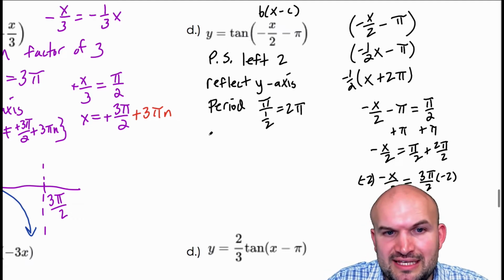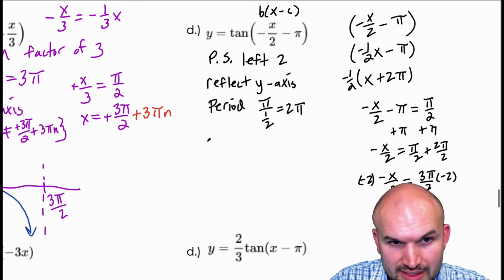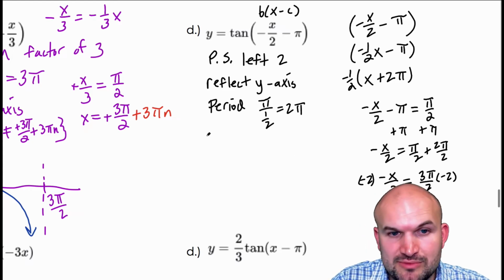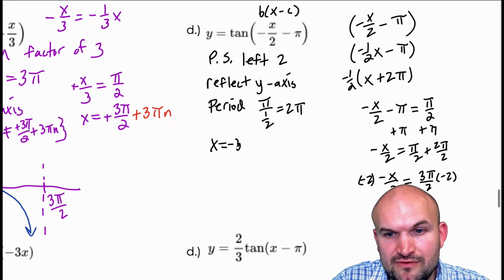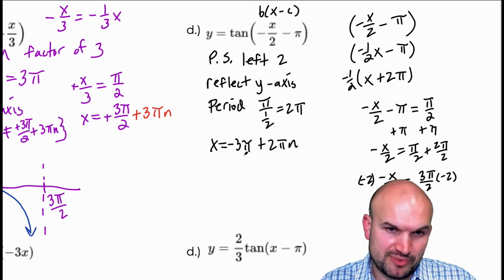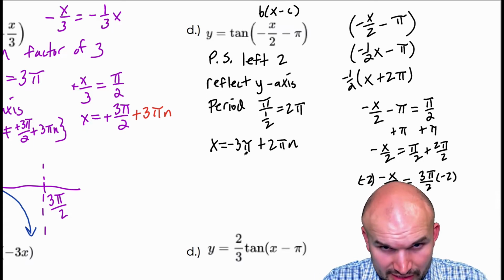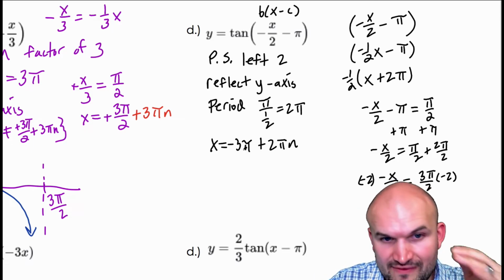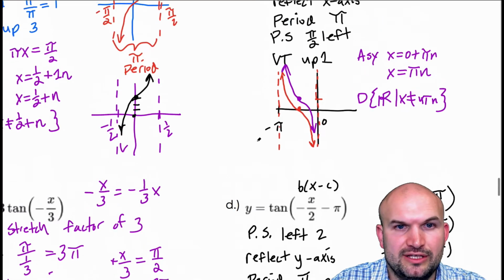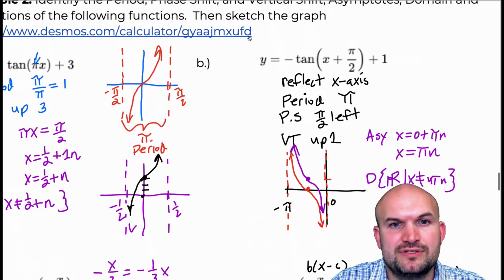Let's identify the asymptotes here. So the new asymptote is at x equal to a negative 3 pi, and then plus my new period, n. So you can see from this initial period, if we were going to have n equal to 1, you can see that we have asymptotes at negative 3 pi and at negative pi. But let's take a look at the graph so we can drive this home here.